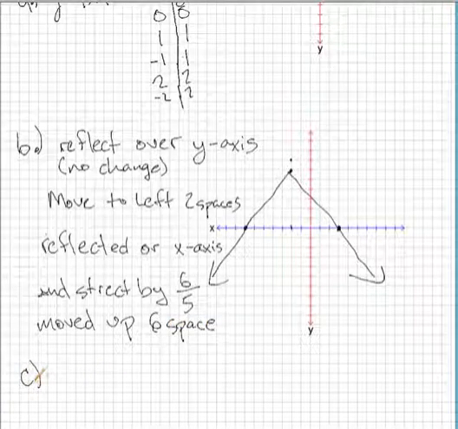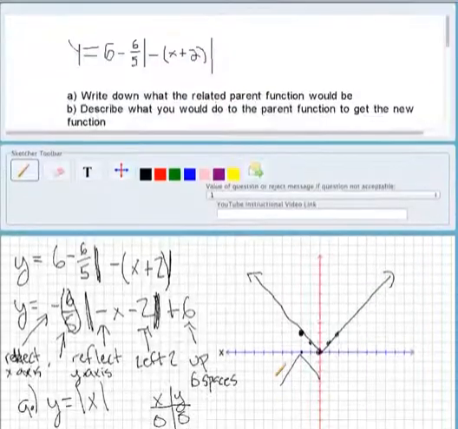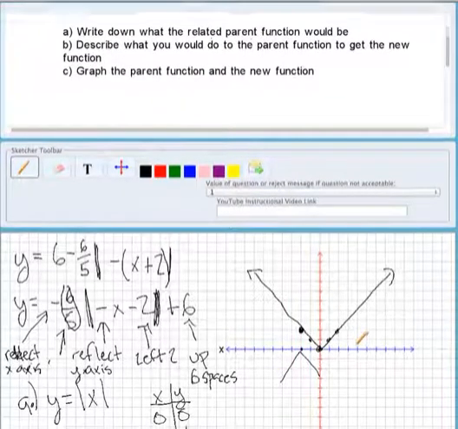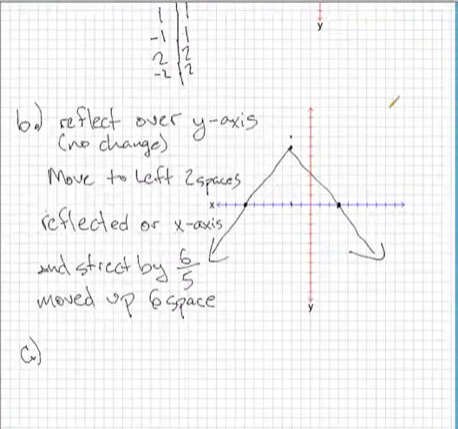And then C, if we look at C, it's going to be graph the parent function. So I actually already did that. So this is C right here.